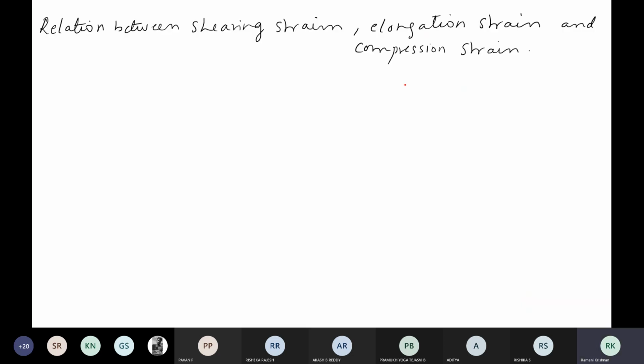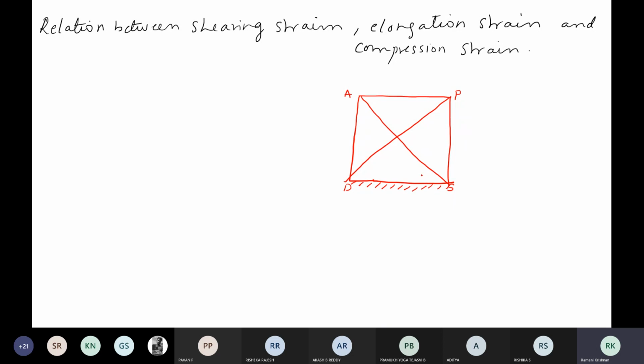What I had done yesterday, the same diagram, because today's topic also, I have to use the same diagram. So I take the same cube, and the name of the cube, let us follow the same APSD. And this is the diagonal I'm drawing here. DP and AS are the diagonals for the cube, and this end was fixed. I will not explain that again.